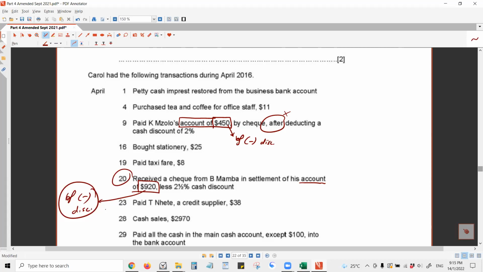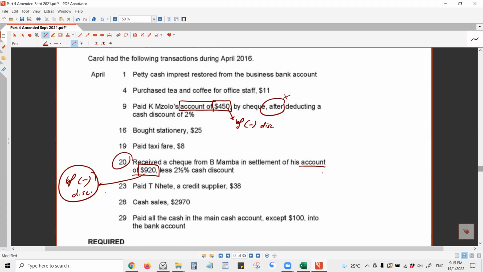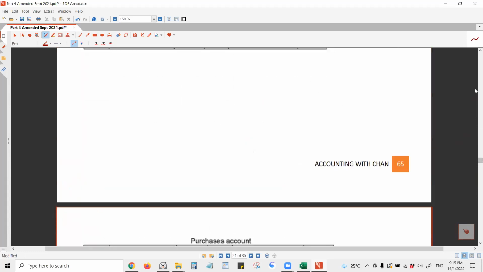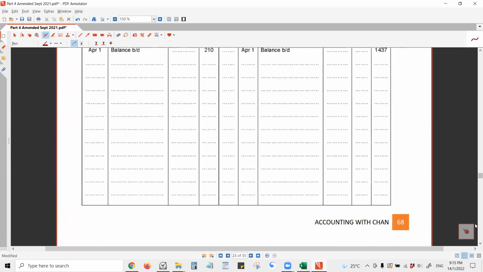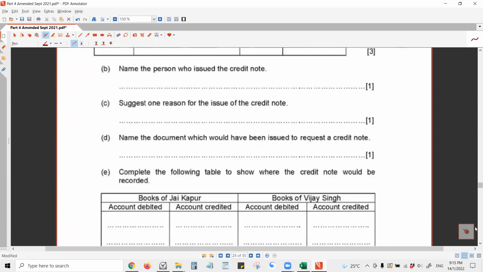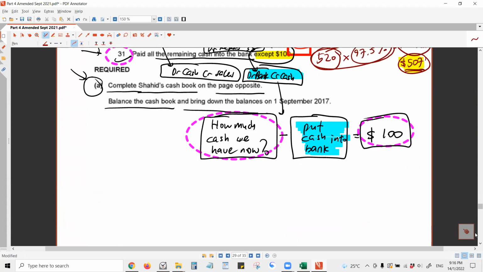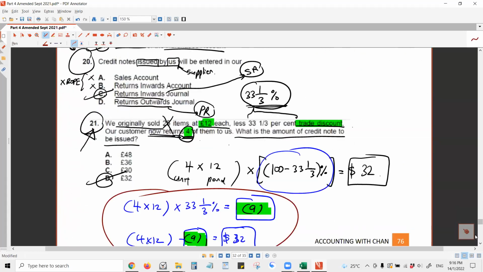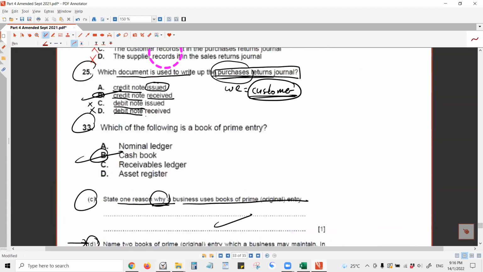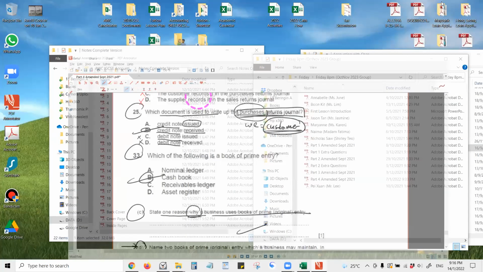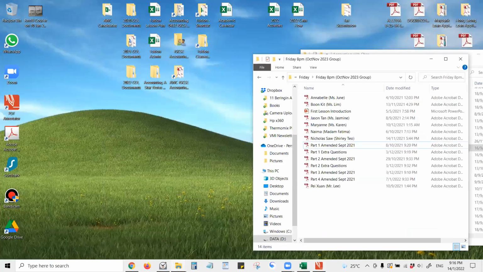So let me find the one that is after minusing discount and show to you. I think it's in chapter 5. Let me show you a bit of chapter 5. Let me copy the file. Hold on.